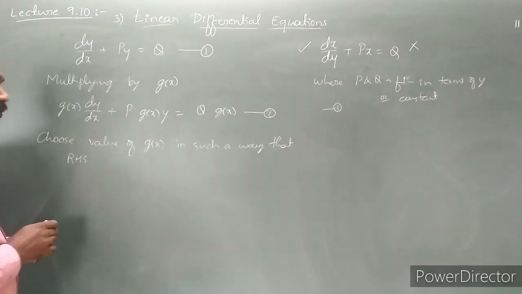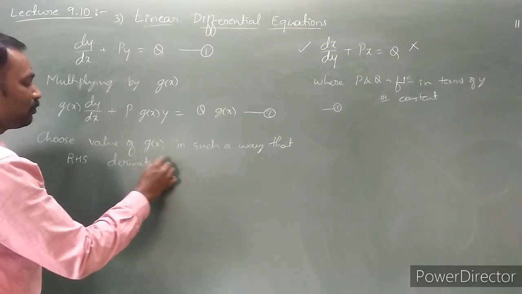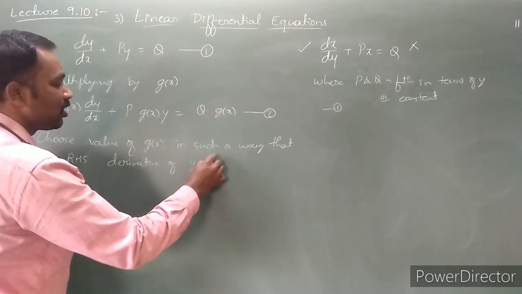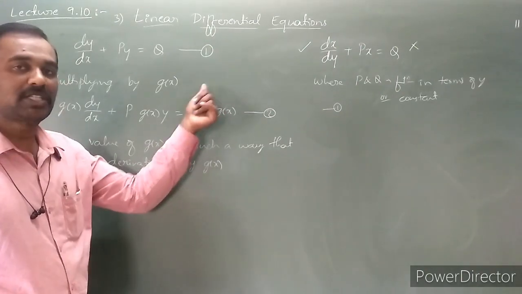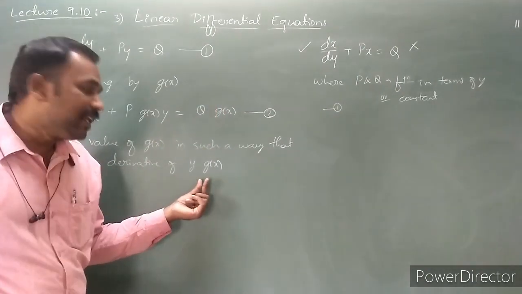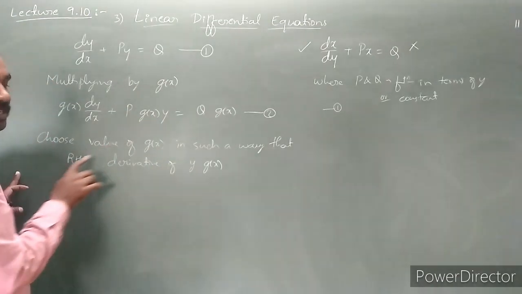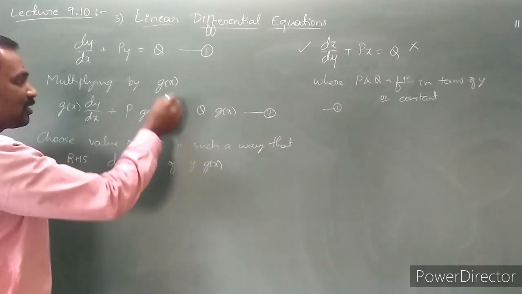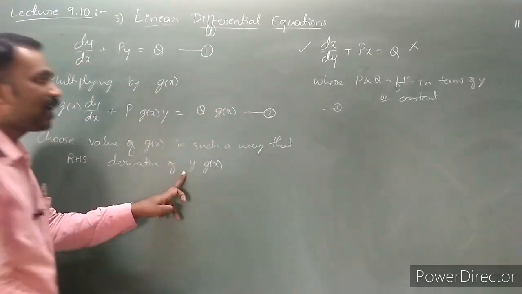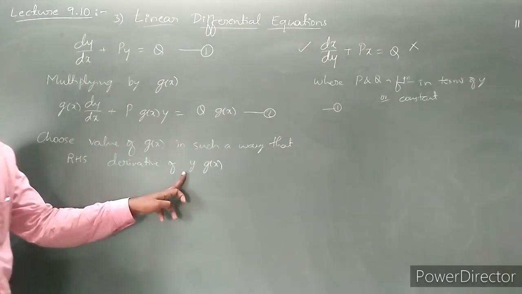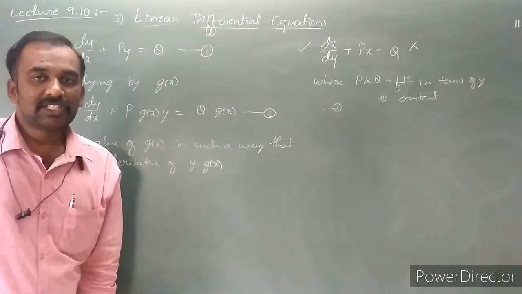This right hand side value should be expressed in the form of a derivative of y into g of x. What is y into g of x? If we differentiate this y into g of x, whatever result we get, in that manner we have to choose the g of x. I got my point. So I just multiplied throughout by g of x.